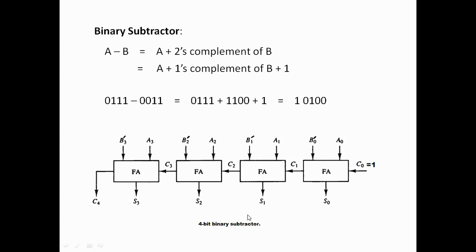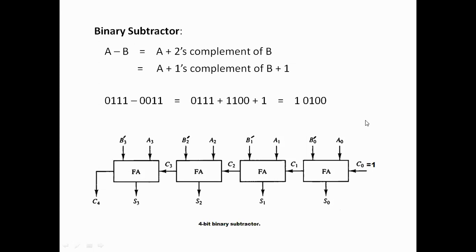The answer here will be subtraction, it will not be addition. And you can also make an elaborative diagram. Instead of writing B naught dash here, you can write B naught then a NOT gate here. Right? So this way we can use the same 4 full adders to perform the subtraction of 2 numbers.